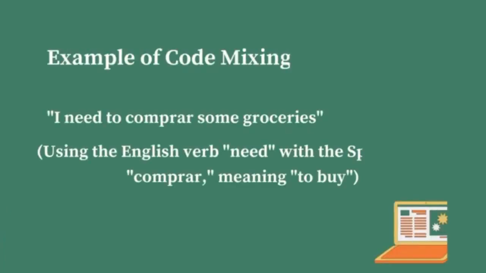In code mixing, the full switch is not involved, but different codes are mixed together, like "I need to comprar some groceries." In this English utterance, the word "comprar", which means buy and is a Spanish term, is inserted within an English utterance, and we can't see any full switch. So in this sentence, two codes are mixed together. So this is called code mixing.